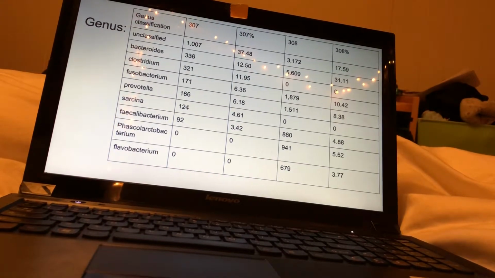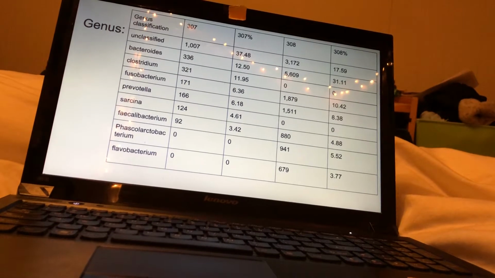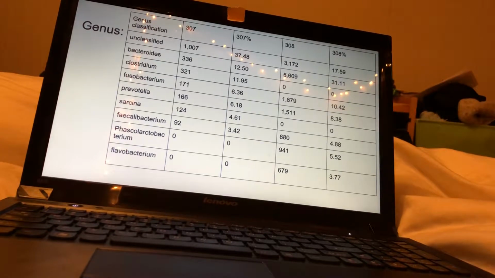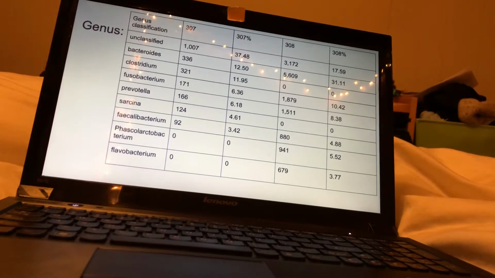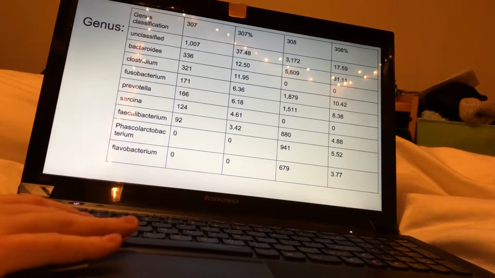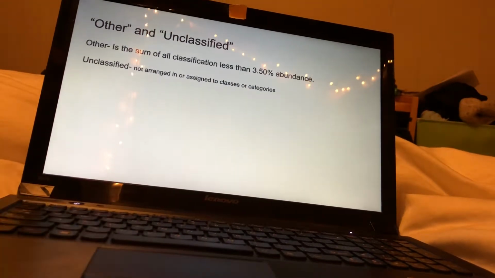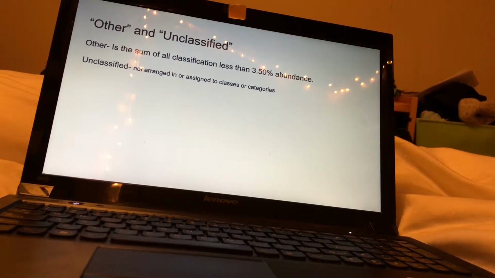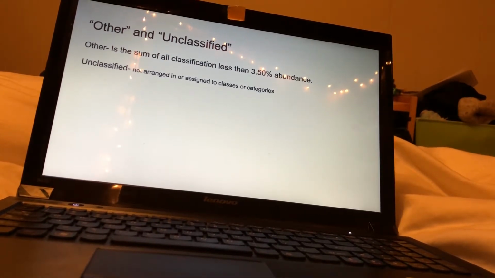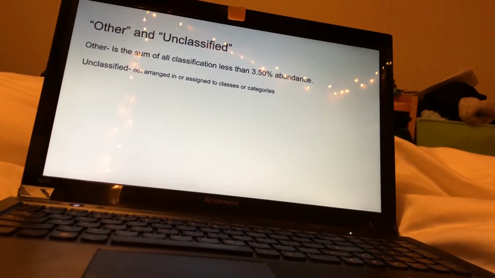Here is the table for genus. Unclassified simply refers to the microbiomes that do not belong to any class. So that's what that column up there would mean. Oh, and then other refers to the sum of all classifications less than 3.5% abundance.